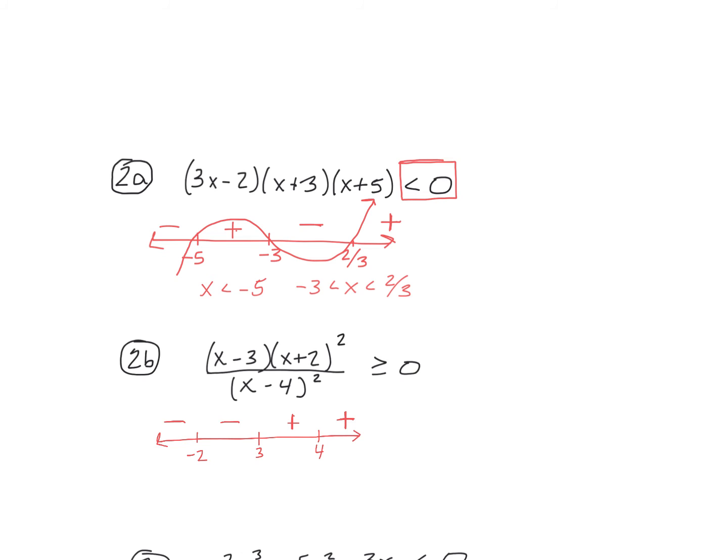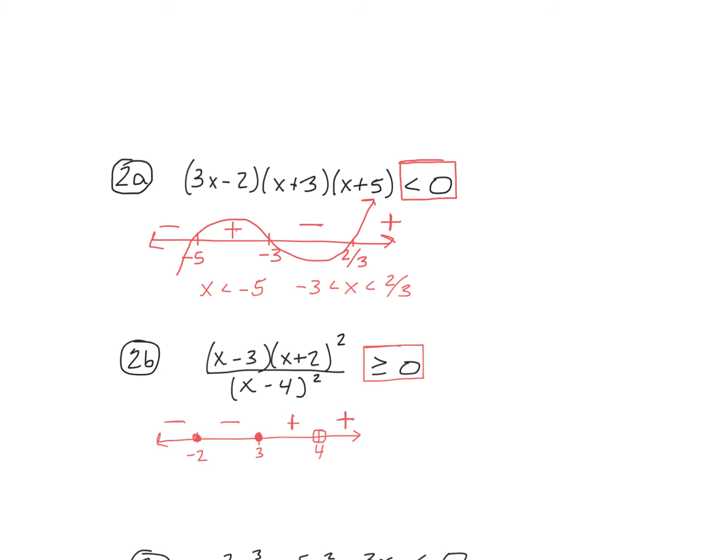All right, now we want to know, when is it greater than or equal to 0? So when it's equal to 0 is when the top equals 0, which is when x is -2 and x is +3. +4 makes the whole thing undefined. So we're going to have an open circle there at 4. 4 cannot be part of your solution.